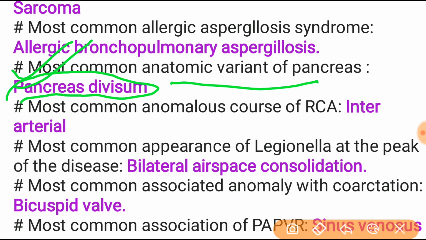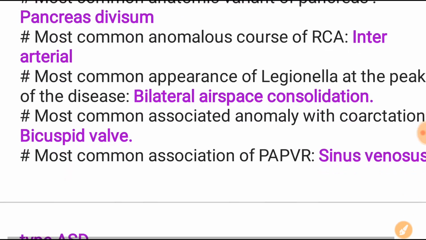The most common anomalous course of the RCA is the interarterial course. The most common appearance of Legionella at the peak of the disease is bilateral airspace consolidation. This is also under that question.